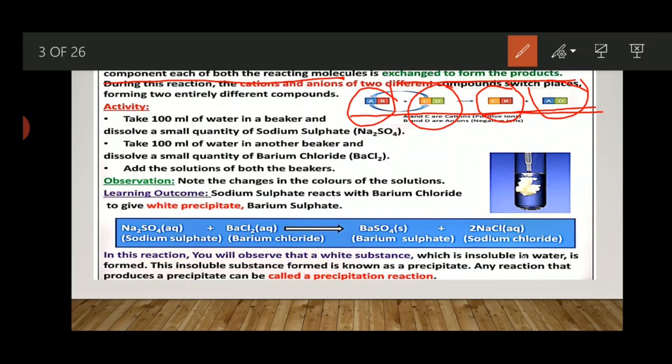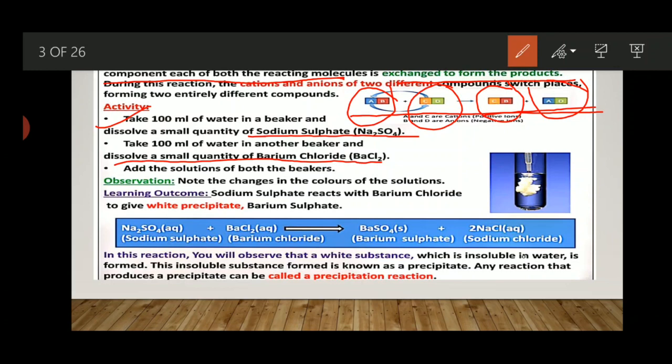For that, we have to take 100 ml of water in a beaker and dissolve a small quantity of sodium sulfate. Now take another 100 ml of water in another beaker and dissolve a small quantity of barium chloride. Now add the solutions of both the beakers. You have to mix both the solutions.